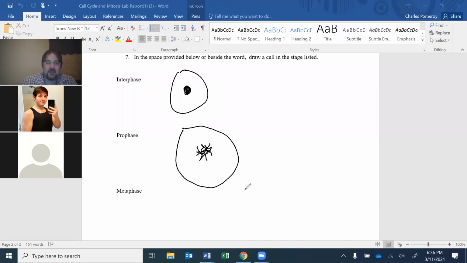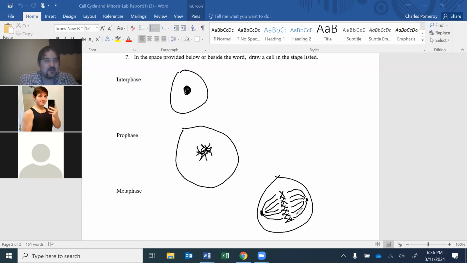And then for metaphase, I would draw a cell. I would put chromosomes down the middle like that. And then maybe have your centrosomes coming out like this, sending out their spindle fibers. Maybe something like that right there. So you've got your interphase, your prophase, your metaphase.